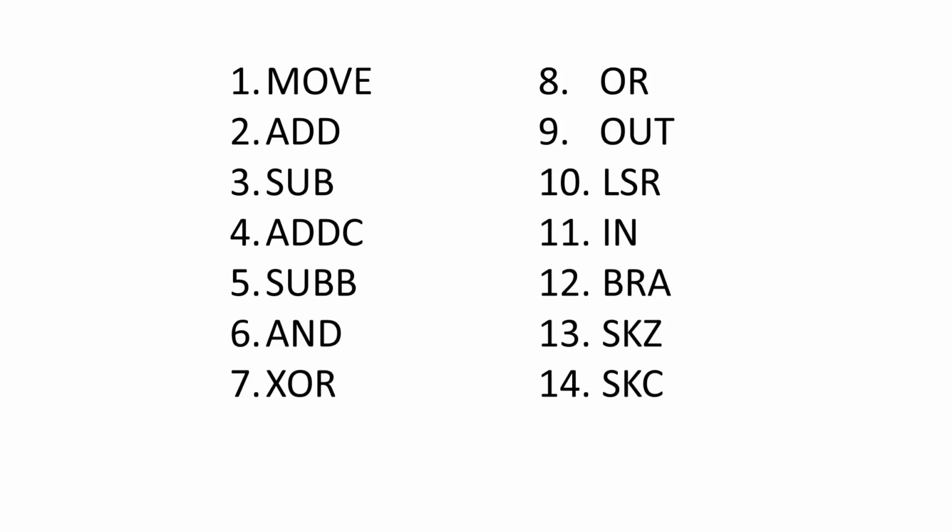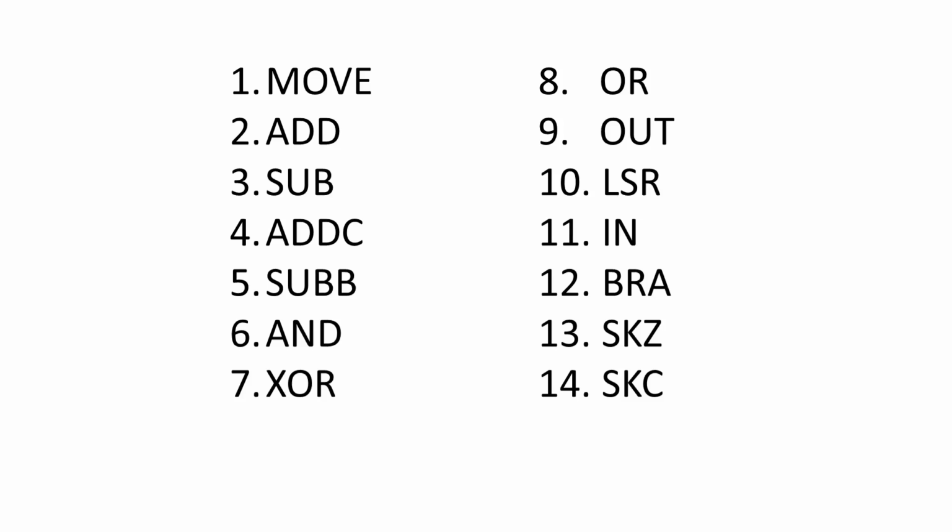Then AND, which ANDs two values. XOR, which XORs them together. And number 8 is you can OR them together. Then we come to 9, which is an out instruction. Not only is there memory space in this, there's also output space, a bit like the Z80. So it uses the same address register, but it's sending out to physical hardware rather than just memory.